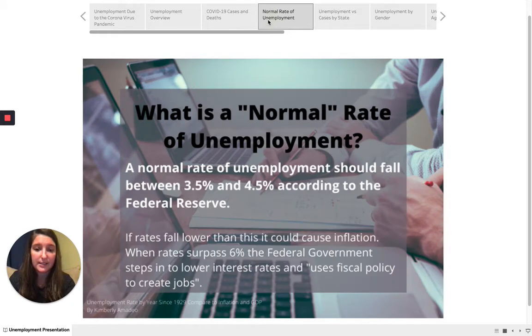In order to understand the significance of the current unemployment, we have to know the ideal rate and what that should look like. The Federal Reserve says unemployment should be between 3.5 and 4.5%. If it goes higher, the federal government will intervene with various fiscal policies to lower interest rates and create jobs where they can. And if it falls lower, it could cause inflation.